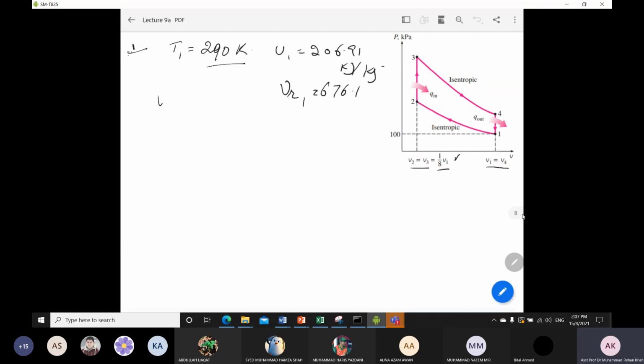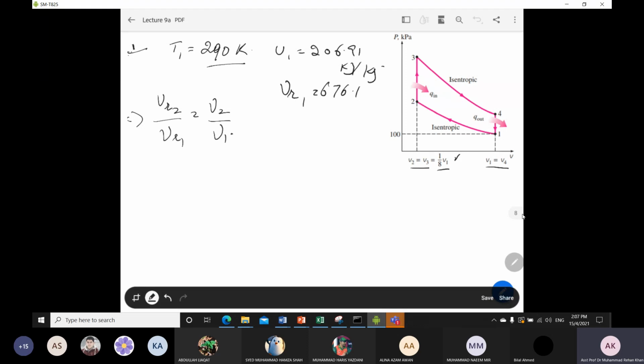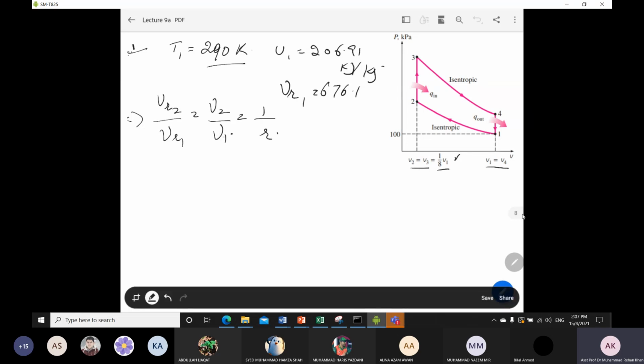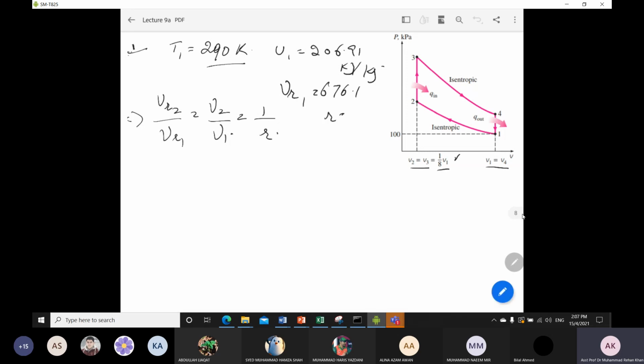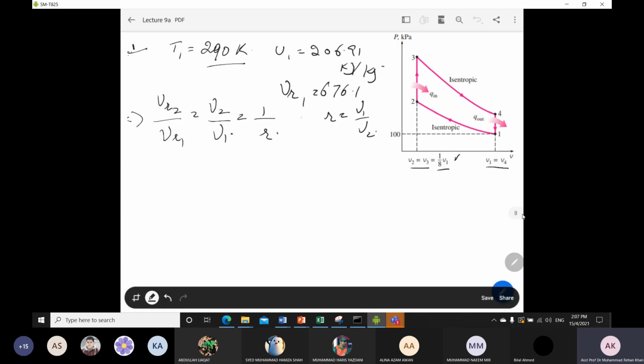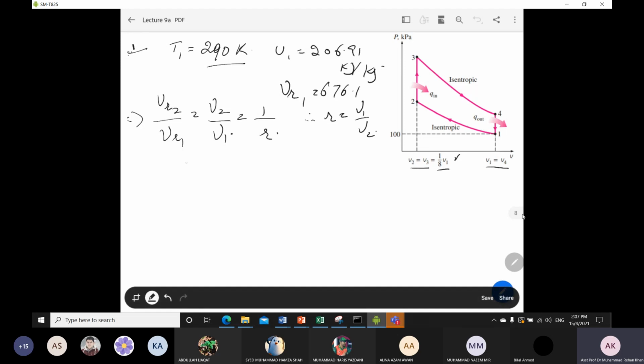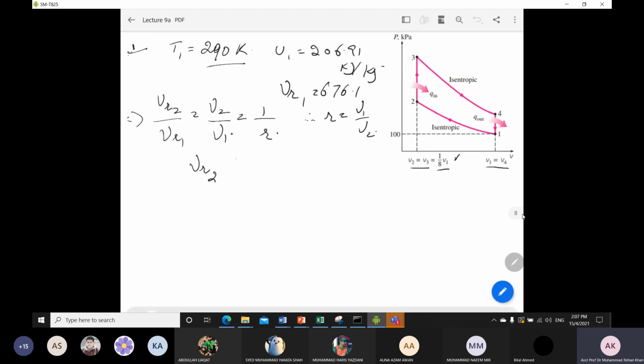So you can say that relative specific volume at 2 over relative specific volume at 1 is equal to V2 over V1. We already talked about this equation being valid for variable specific heat. This is also equal to 1 over r, because V2 over V1 is 1 over r, which means r is equal to the maximum volume over the minimum volume. So from this equation, you have to find relative specific volume at 2 as well.